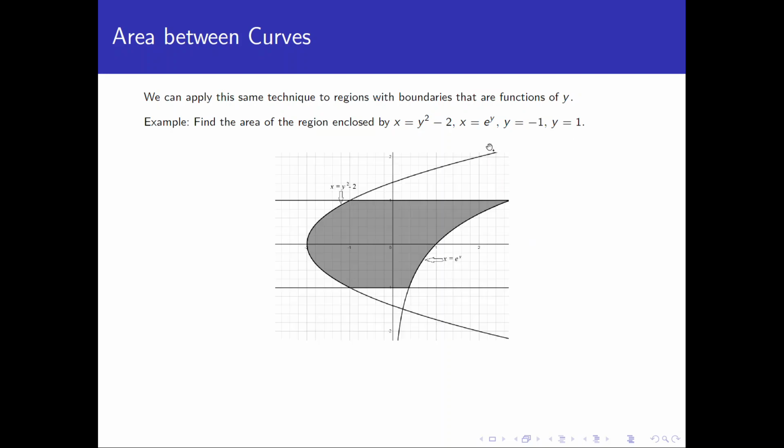Look at a graph here. The x equals y squared minus 2 is the sideways parabola. X equals e to the y is really, if you think about just reversing, y equals log of x, natural log of x. So that's what that function is. Then y equals -1, y equals 1. So we get this region.